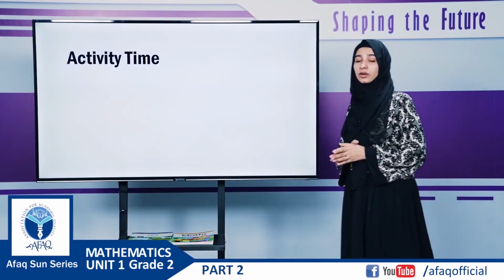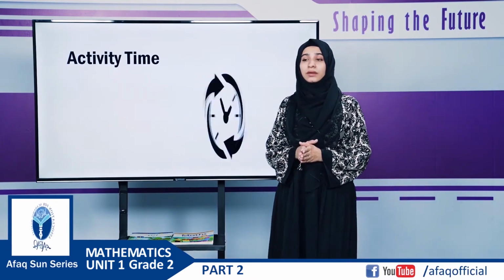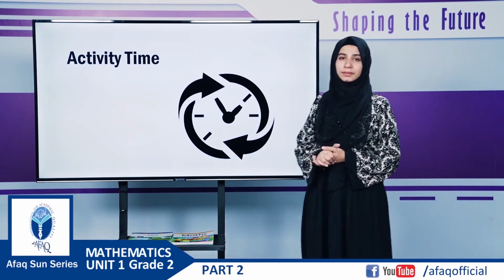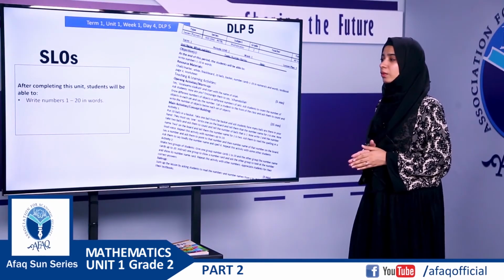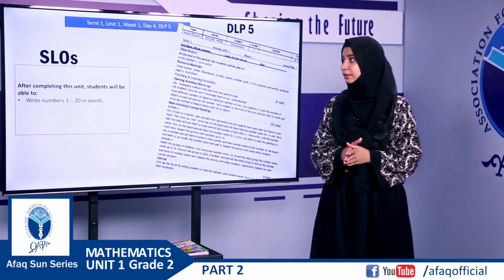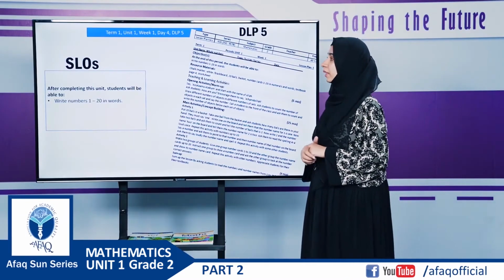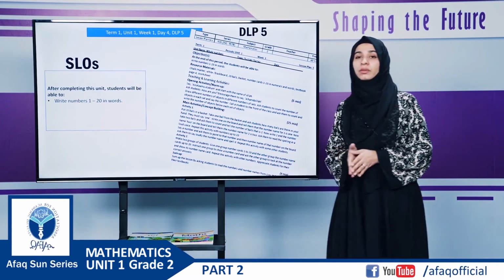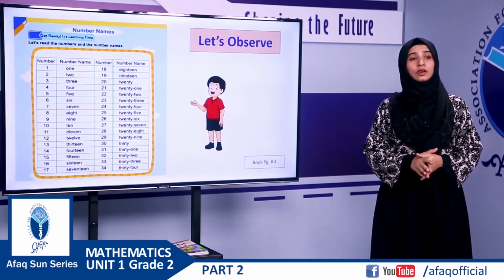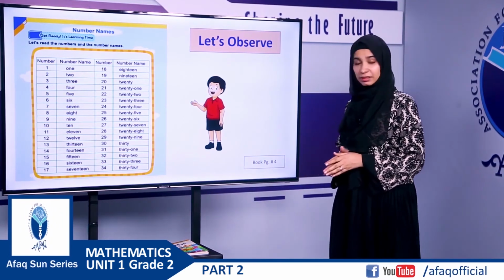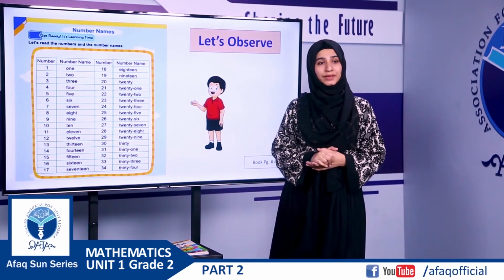So students, I hope that you have read the book page 2 with the help of your parent and teacher. Now let's move to our next activity. So in this lesson, we will be covering only one SLO, that is, write numbers 1 to 20 in words. And to cover this SLO, the complete methodology has been given in DLP 5 of day 4, week 1 of unit 1 of term 1. So students, now open up your book page number 4. Let's read the numbers and the number names. I told you that numbers also have their names.